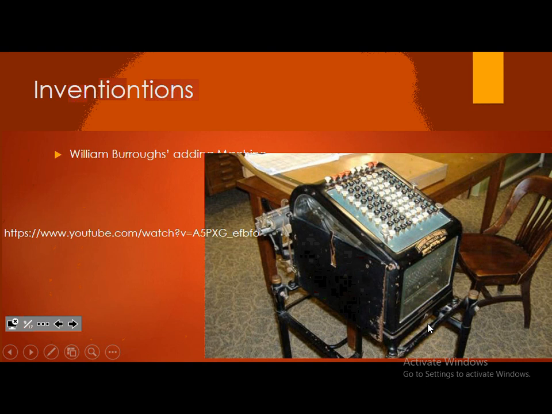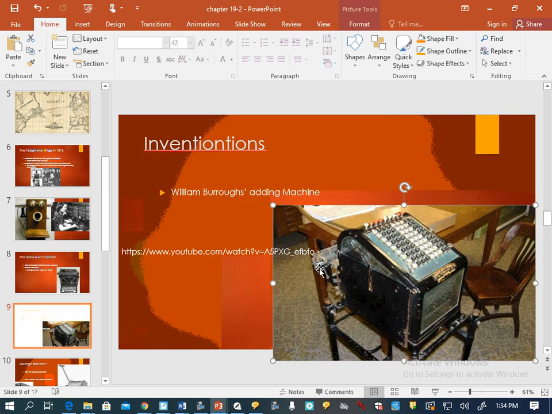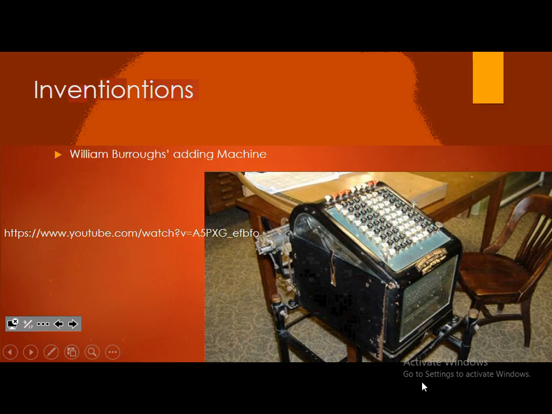Here is the William Burroughs adding machine. I can't see that very well. Let's move it down a little bit. Oh, there you go. So the adding machine, there's a YouTube video that we'll watch again on Monday. I can't take a video of my screen very well with this recording method. It looks very pixelated, so we'll just wait for Monday in person.